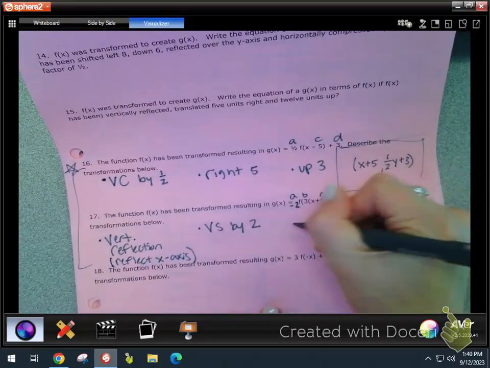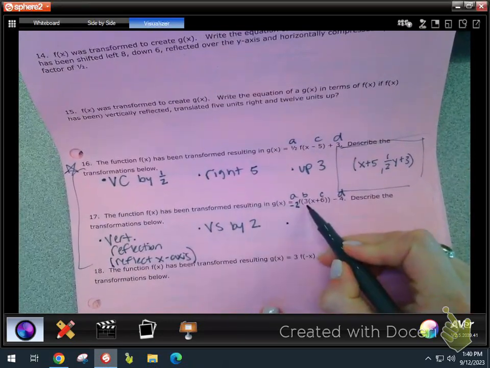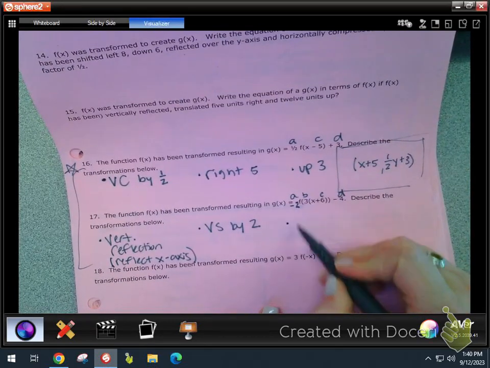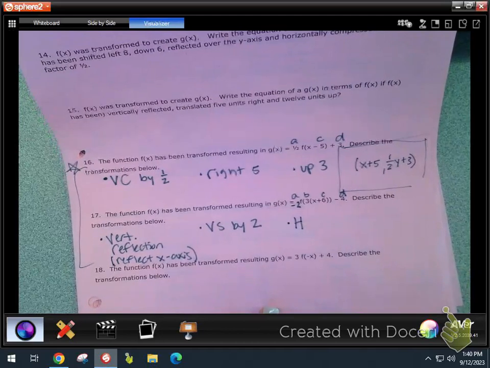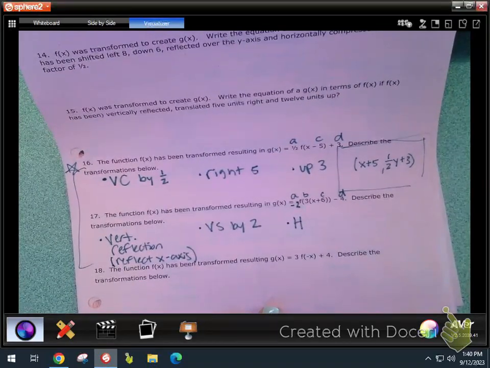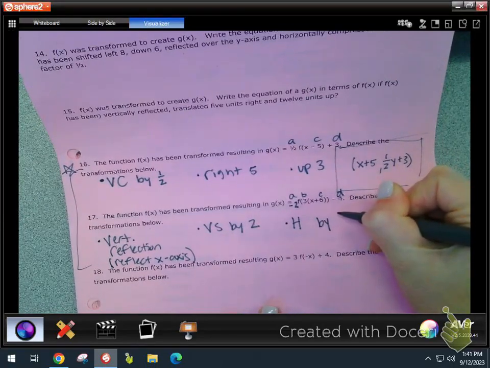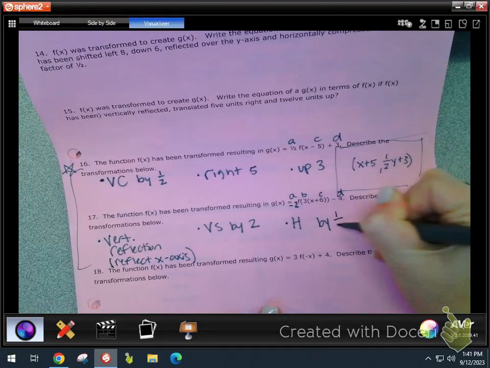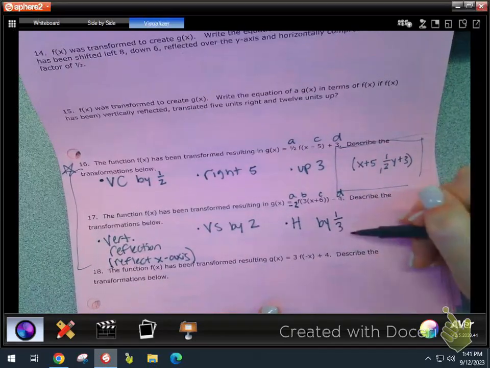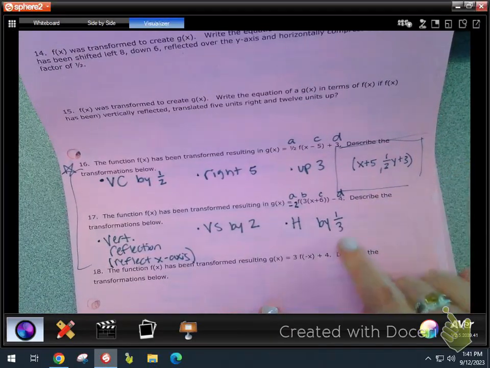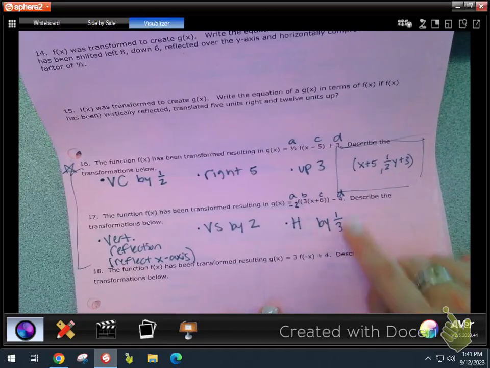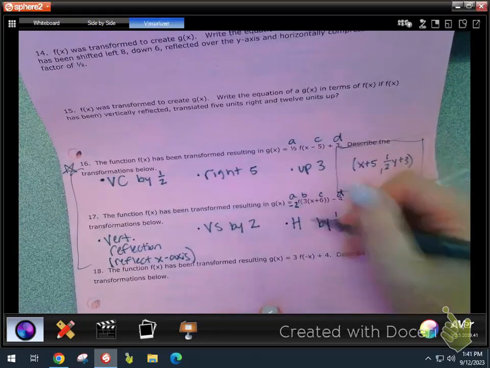I want you to watch how I do this. Okay? I know that a B value is inside, so I know it's going to be horizontal. So I'm going to write an H for horizontal. I know that with the B value, I have to use the reciprocal. So I'm going to leave a space, and I'm going to write the reciprocal of 3, which is 1/3. No negative, just positive. Okay, I always put the factor first. What does a fraction make me think is happening? Compression.